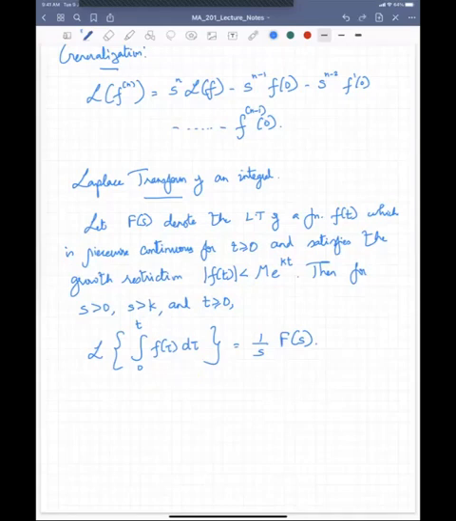So this is how you calculate the Laplace transform of an integral. For any simple integral of a function that is piecewise continuous, as long as you know the Laplace transform of the function itself, then the Laplace transform of the integral of the function is basically the Laplace transform of the function weighted by 1 over s. Okay, so nothing could be simpler.